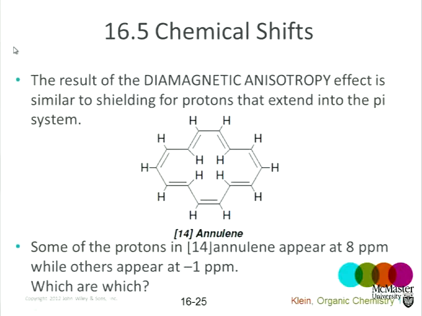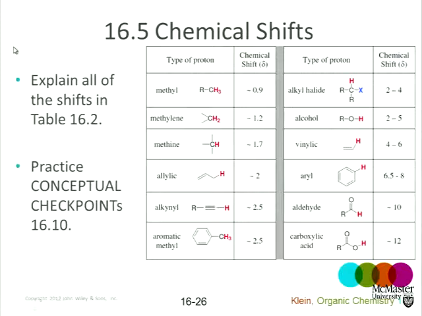Some very large aromatic systems with large rings, like 14 annulene. Okay, the protons on the outside come at 8 ppm, where you would expect aromatic protons to be. Protons on the inside are actually at -1 ppm. They're shifted to the other side of our standard tetramethylsilane because now they're inside the ring. Now they experience a magnetic field traveling in the other direction.